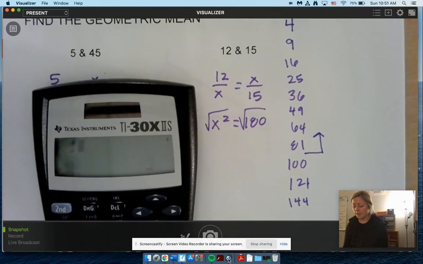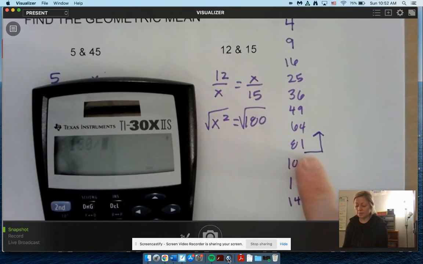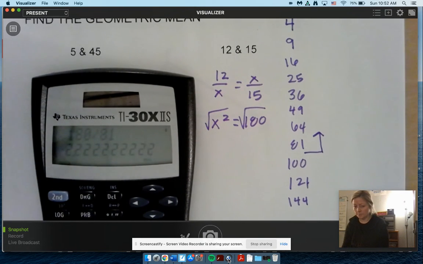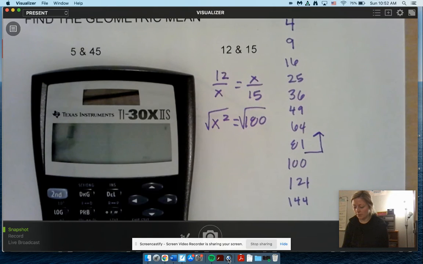So 180. And I like to start with the top. Like, do I know 81 doesn't go in there evenly? Yes, I do know that. But I check anyways because I'm weird. So that one doesn't work. What about 180 divided by 64? Nope, still get a decimal. 180 divided by 49, still getting a decimal.